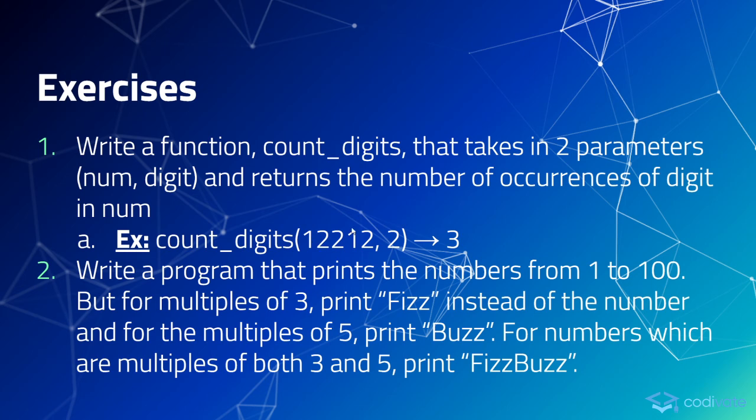Our second exercise is to write a program that prints the numbers from 1 to 100. But for multiples of 3, print fizz instead of the number, and for multiples of 5, print buzz instead of the number. For numbers which are multiples of both 3 and 5, print fizz buzz. This is a common question asked in programming job interviews, and we will see if we can tackle it using some of the tools in our Python toolkit today.